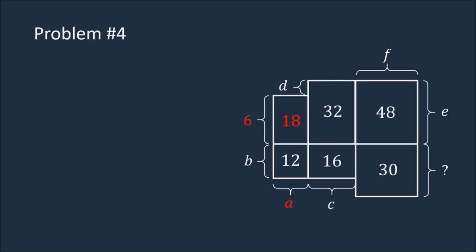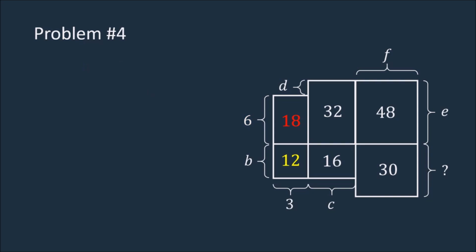First, let's start out with the rectangle of area 18. The area of a rectangle is its base multiplied by its height, so 18 equals 6 times A. With this, we can solve for A by dividing both sides by 6. So we get that A equals 3. Now we can substitute that in.